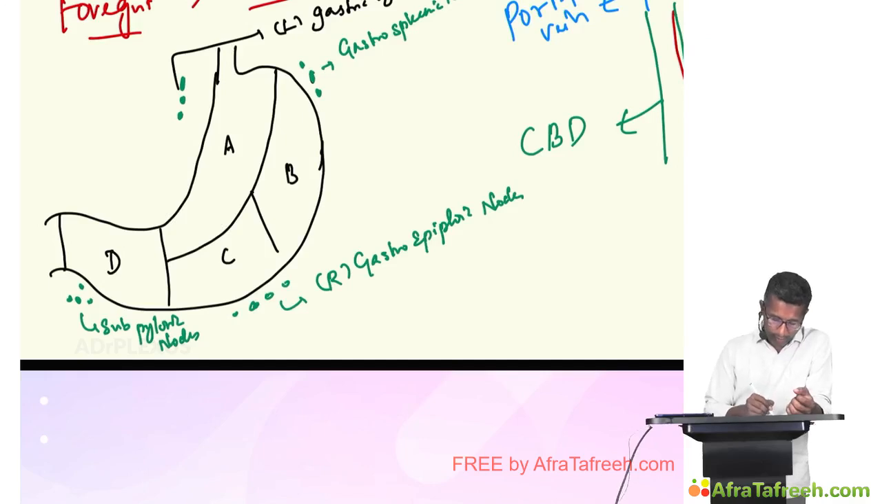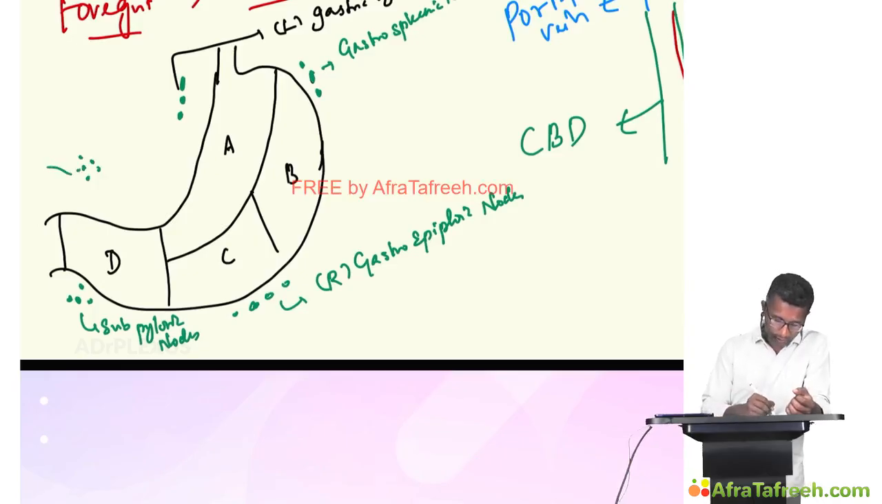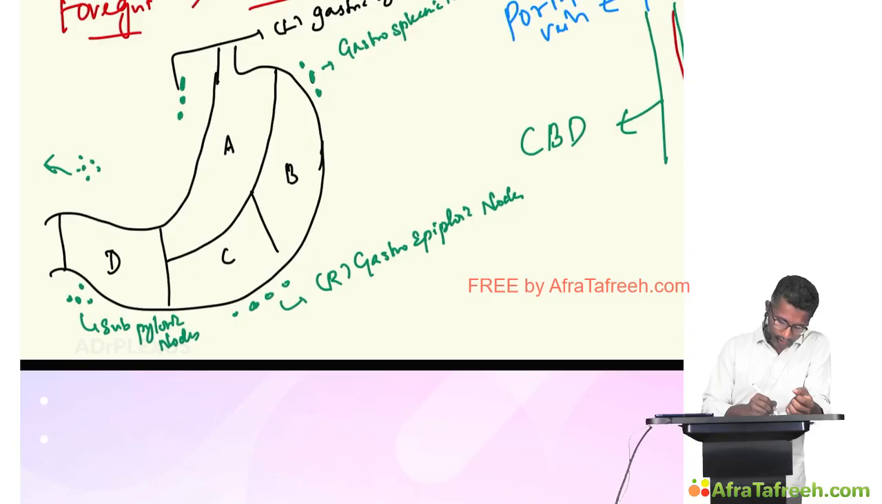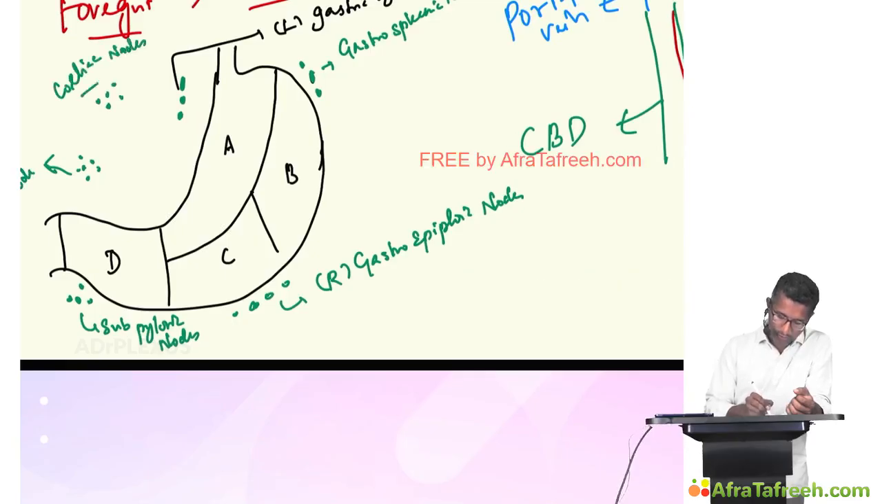And lying around the hepatic artery is this group of lymph nodes, which are called the hepatic nodes. And lying around the celiac trunk are the celiac lymph nodes. So these are all the celiac lymph nodes.